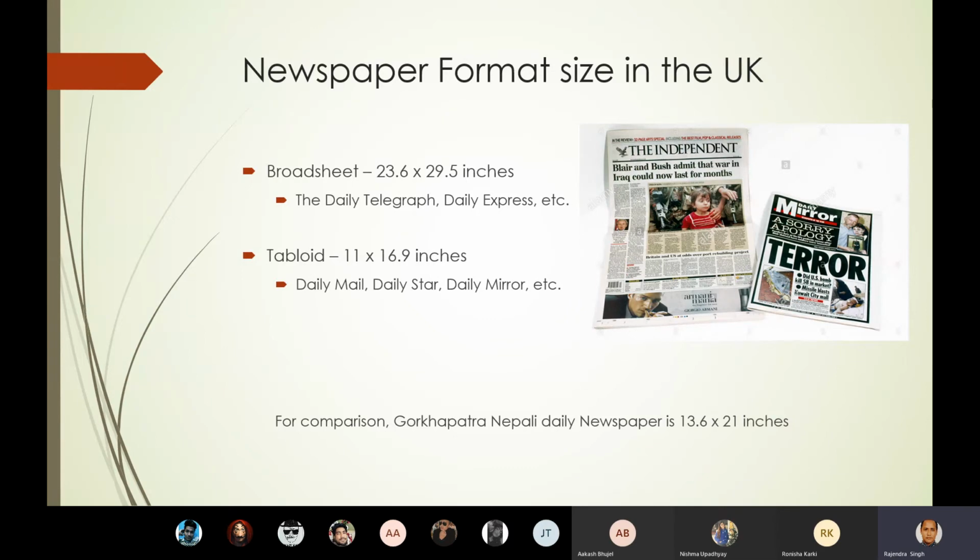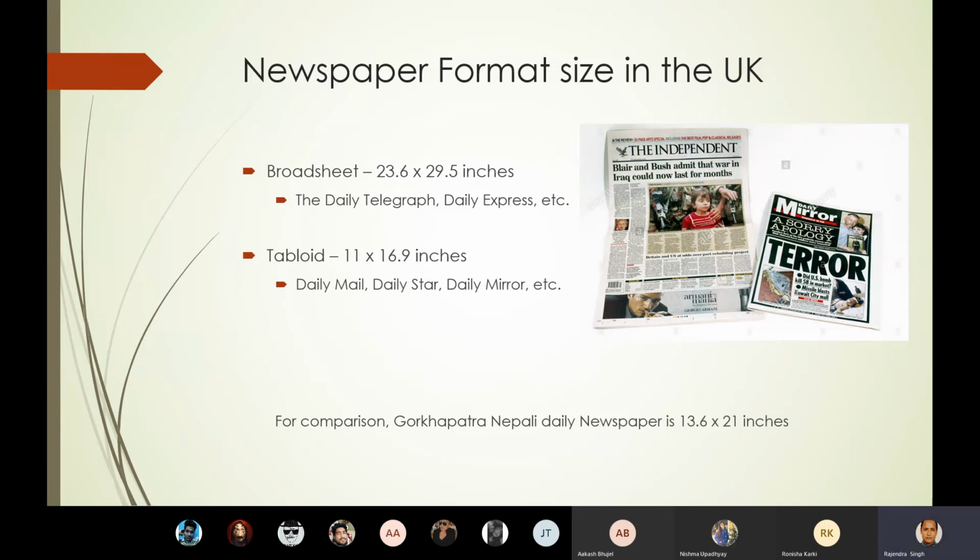So if we were to compare it with, let's say, our daily newspaper, Nepali daily newspaper, for example, Gorkhapatra, right? Gorkhapatra daily newspaper is 13.6 inches by 21 inches. So if you put a Gorkhapatra on one side and, let's say, the Daily Telegraph or the Independent on one side, it would be almost twice the size of our regular newspaper. So you can just imagine how big a broadsheet newspaper would be.